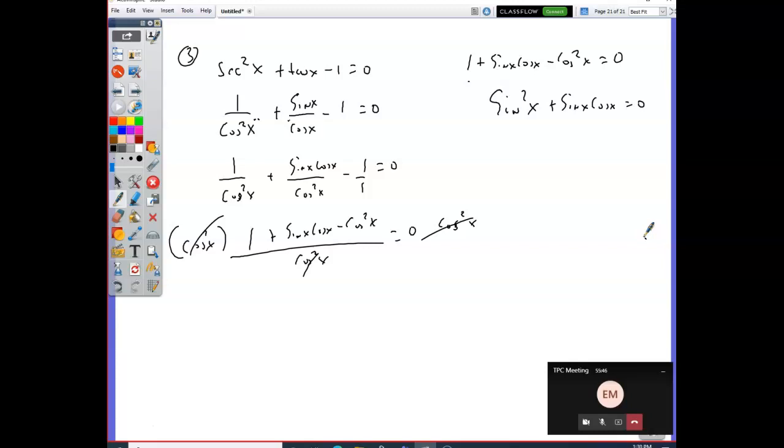Now again, what'd she do? She said 1 minus cosine squared is sine squared. She's already desperate. She's throwing that in there just for the fun of it.